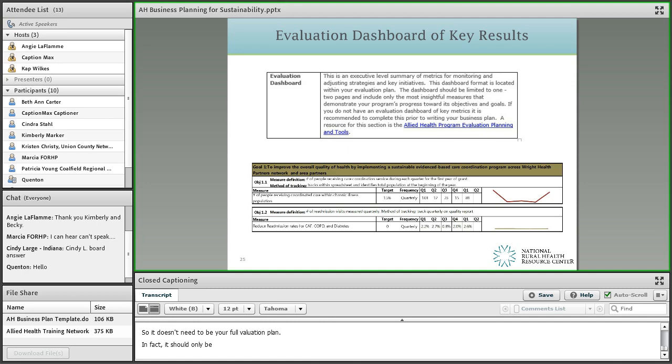All right. Well, I'm going to move on to the next slide then. Thank you guys for sharing that input. So the third component of a business plan is management and operations review.